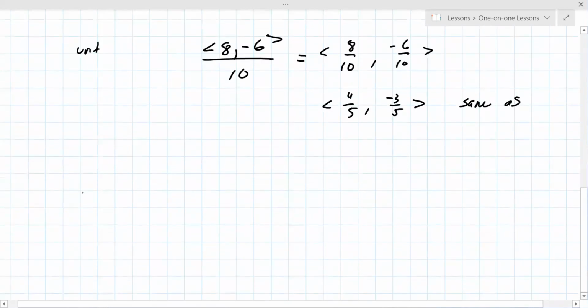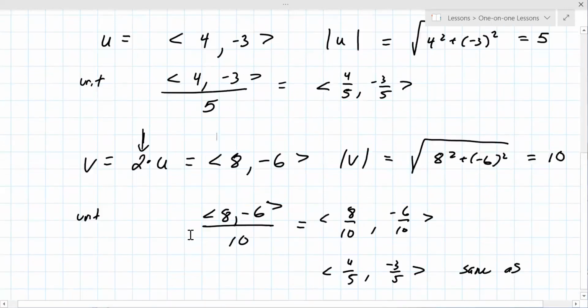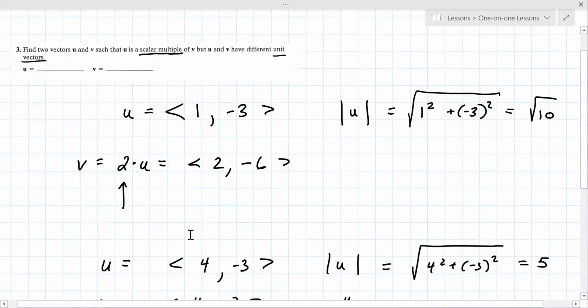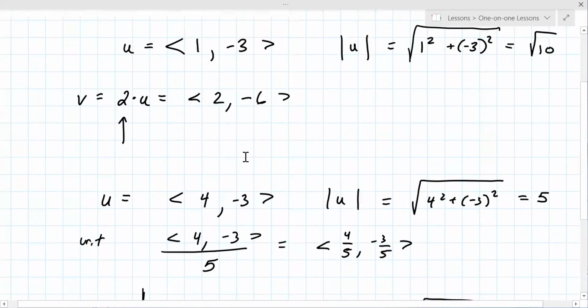Wait, so you're just choosing these numbers? Yes. I was just making these up. But no matter what numbers you choose, you'll end up getting the same thing? Yes. If the scalar multiple is positive, you get the same unit vector. That's like a property.